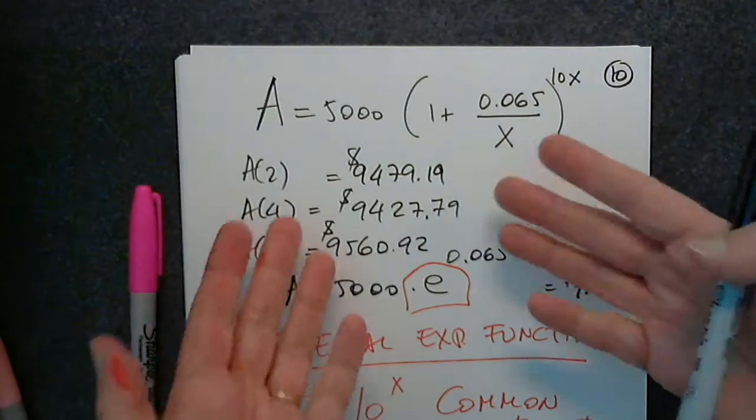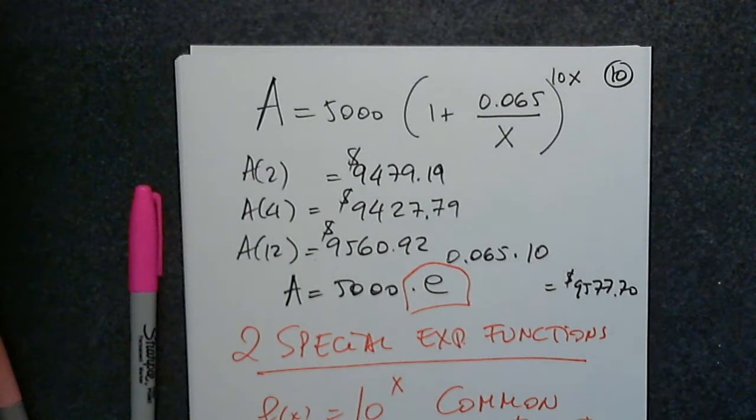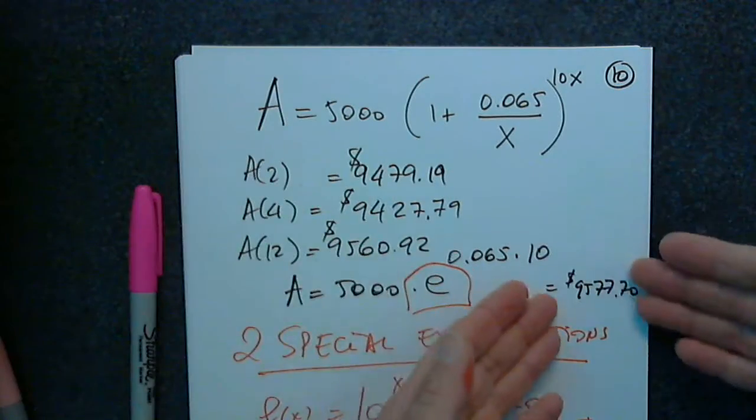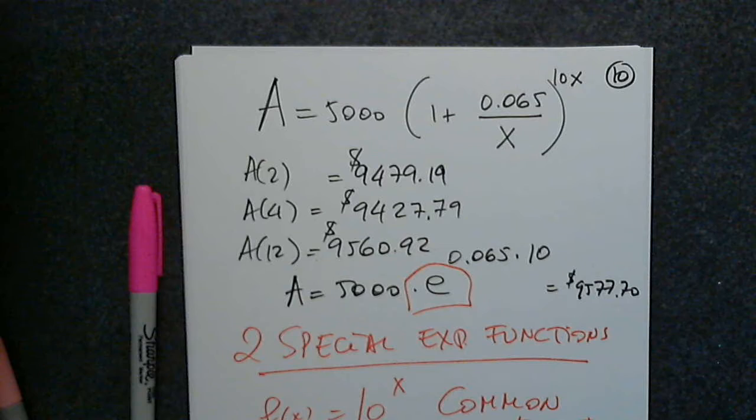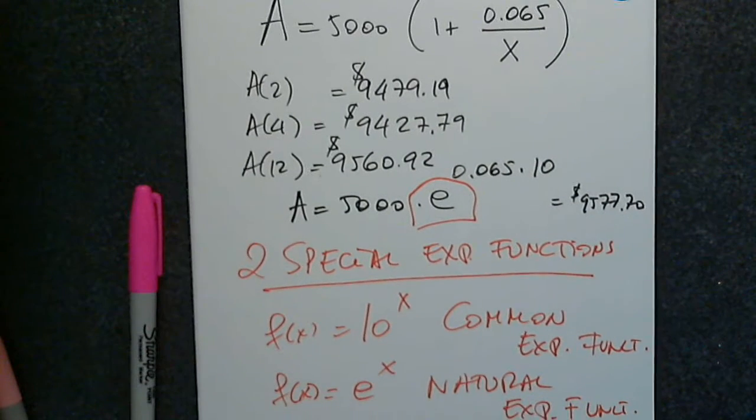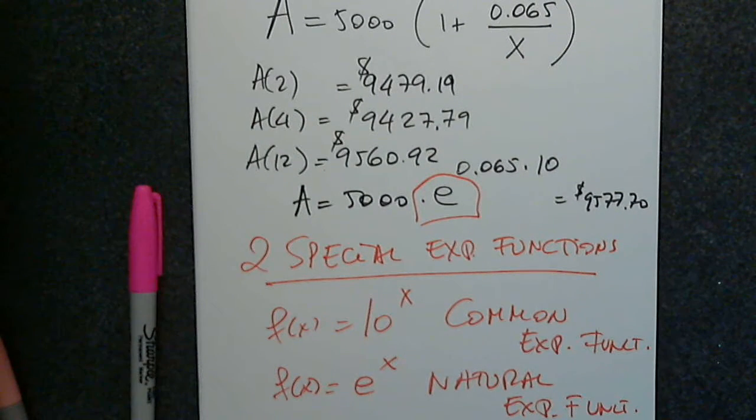Of course, for 5,000 it may not be such a big difference, but for any other amount, of course, the difference will be much bigger. Yes, please. Yes, yes, yes. The common is base 10 and natural is base e.